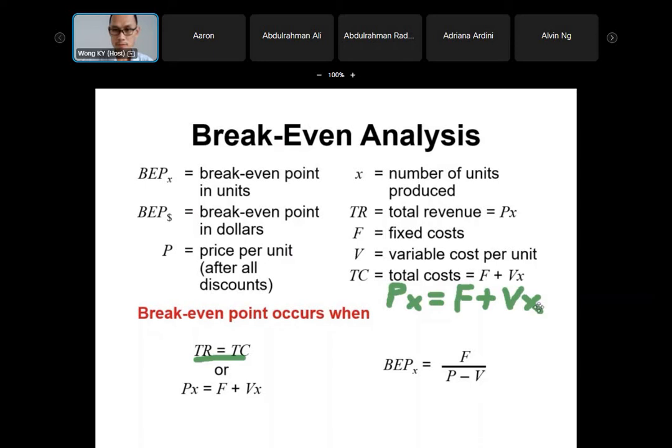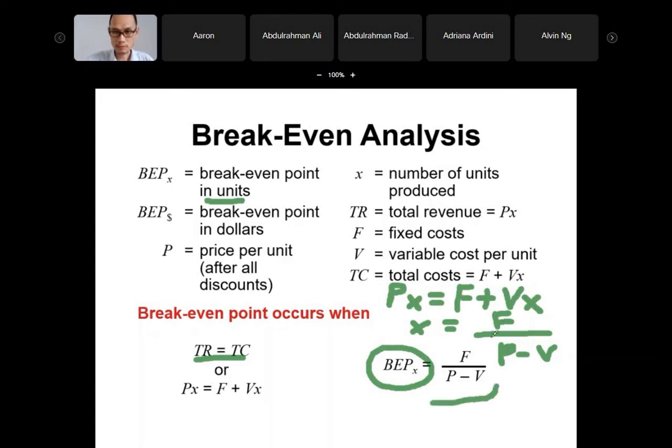If we rearrange this, we can calculate X. X is just equal to F divided by P minus V. Very simple, right? In the textbook, X is known as BEPX. BEPX is the break-even point in units. Units means production quantity or production volume. Remember this formula because in the exam we will not give it to you: the break-even point in units equals F divided by P minus V.